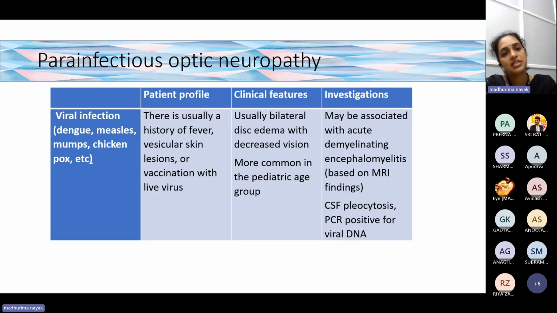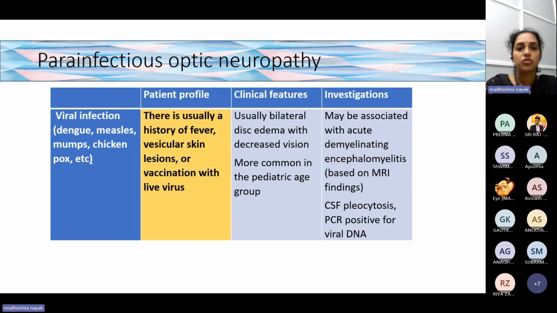So what is the difference in parainfectious optic neuropathy? Remember that parainfectious is not infection of the optic nerve by the organism. It is an autoimmune response to it. So it is more like an inflammatory optic neuropathy, but in response to a viral infection. It's usually the viruses that cause this parainfectious optic neuropathy.